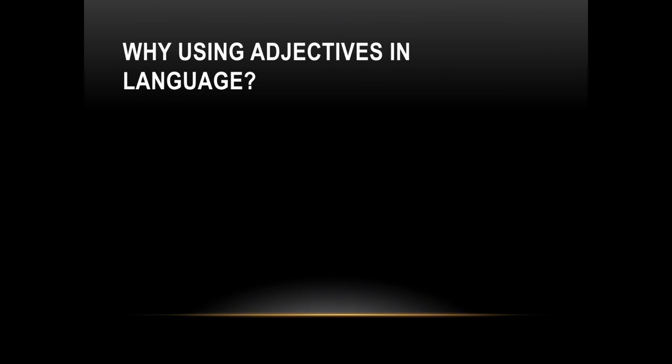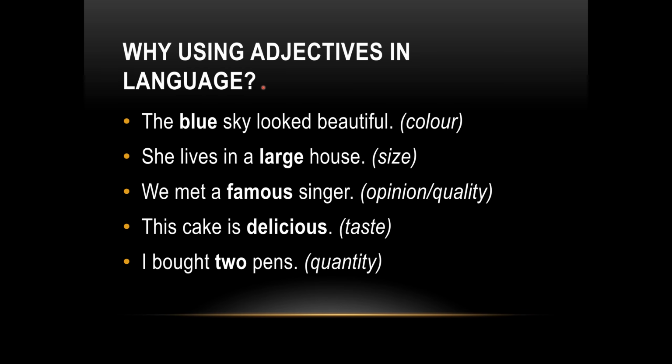Now the question comes, why we should use adjectives in language? ज़रूरत क्या है adjectives की language में? एक language बोल रहे हैं, simple plain sentences बोल रहे हैं. Why do we need adjectives in our language? Look at these sentences. The blue sky looked beautiful. Now you can say the sky looked beautiful, but adding an adjective with sky makes your sentence more beautiful. It helps you visualize it easily. आप ज़्यादा आसानी से ज़्यादा easily समझ जाते हैं बात को जब उसके साथ adjectives यूज़ किए जाते हैं.